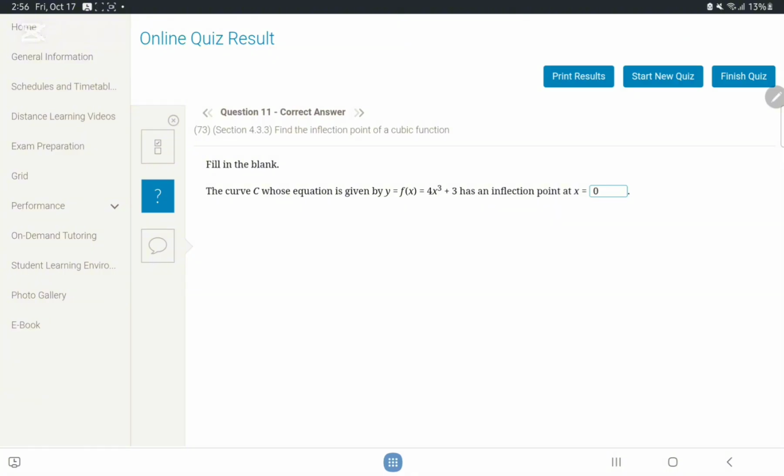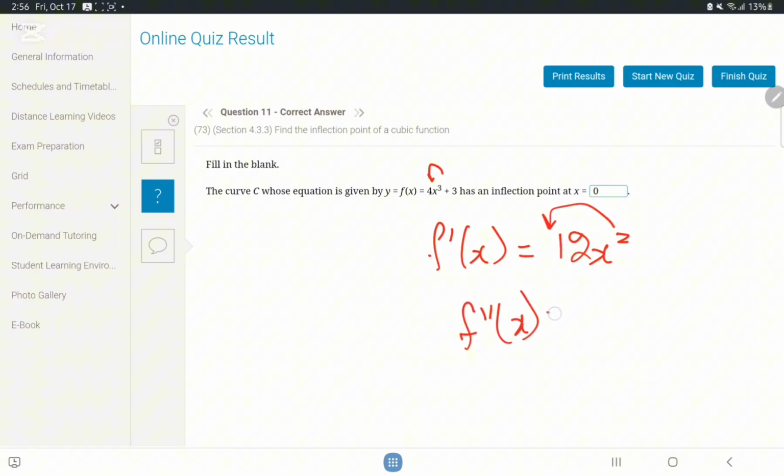Okay, inflection point: you derive twice, a second derivative. The first derivative, f prime of x, is 12x squared, taking the 3 down. For the second derivative, again you take the power down, so f double prime of x is equal to 24x. You make it equal to 0, and you get x equals 0.